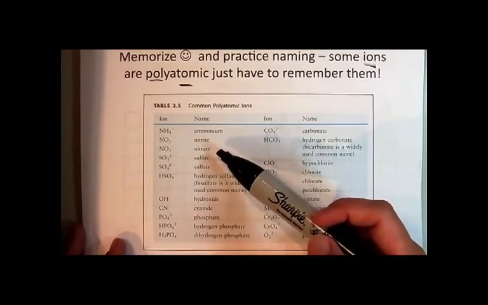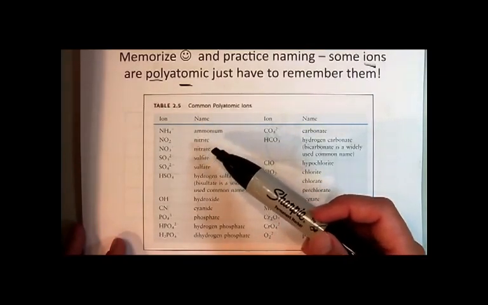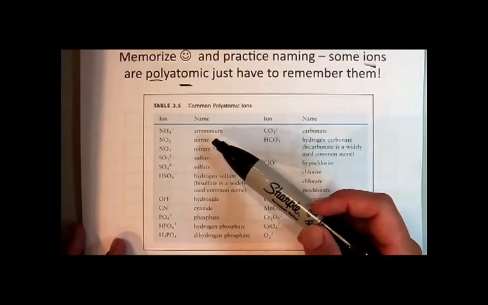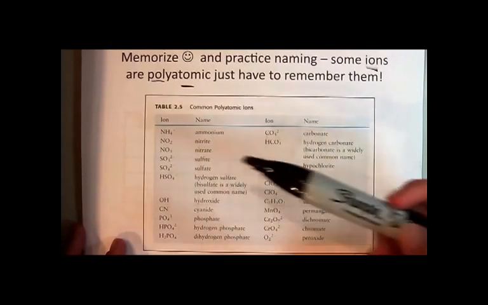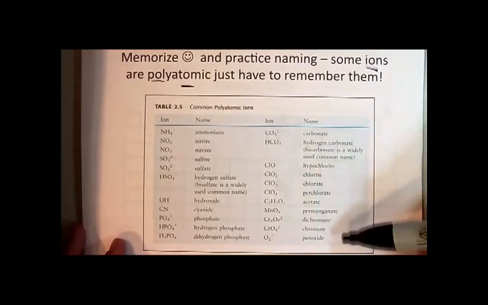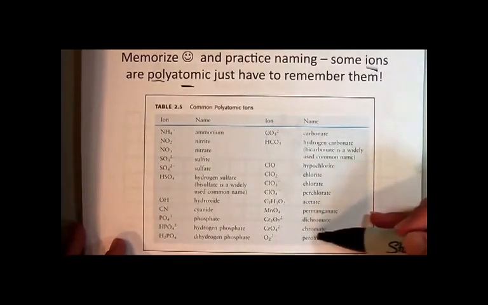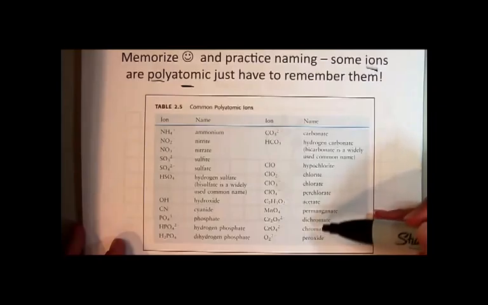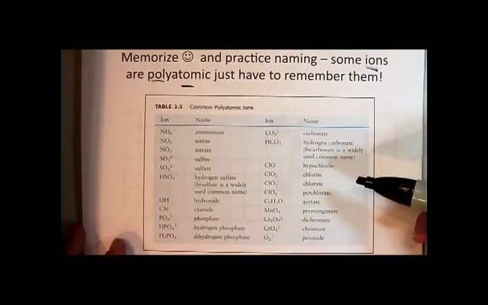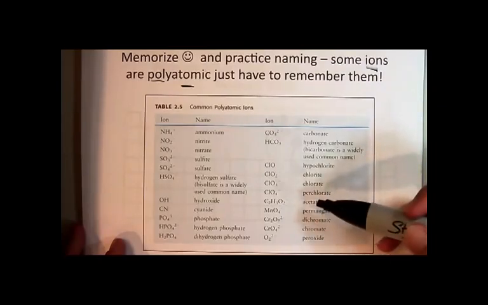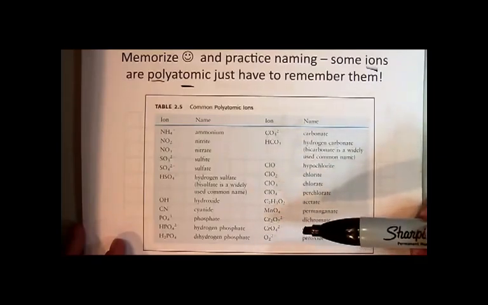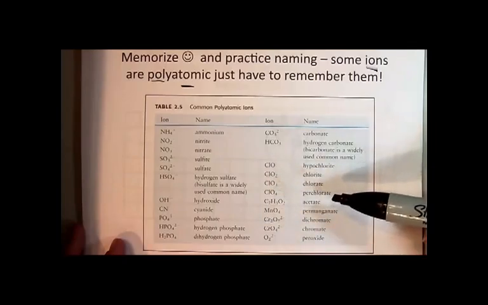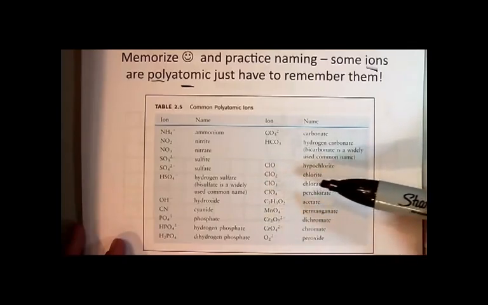I'll give you a hint, though. The polyatomic ions oftentimes end in ITE or ATE for the endings. Normally, the IDE ending is associated with an element like chloride, fluoride, bromide, whereas bromate is a polyatomic anion. It's kind of obscure, so you don't have to memorize it, but chlorate, for example, is a polyatomic that's more common.